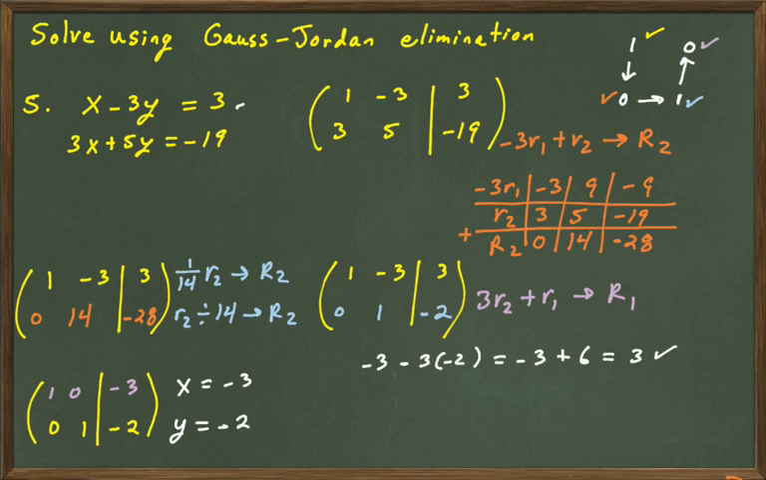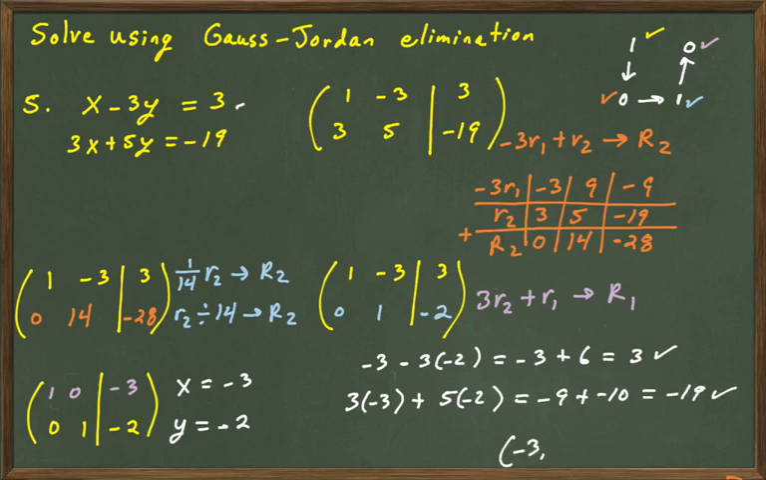Now let's go ahead and do the second equation. So we have 3 times x, which is -3, plus 5 times y, which is -2. So that's going to be equal to -9 plus -10, and so that's going to be equal to -19. And so this checks out, so this is a good solution. So if we were to graph these lines, they would intersect at the location -3 and -2.